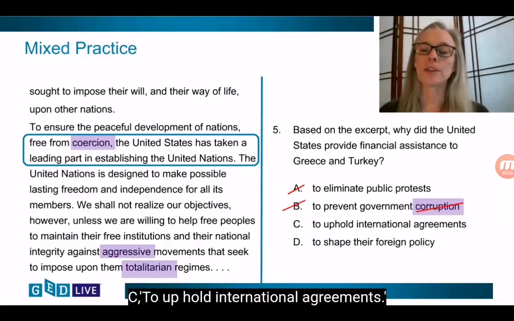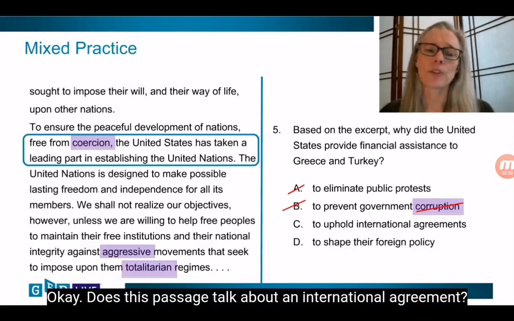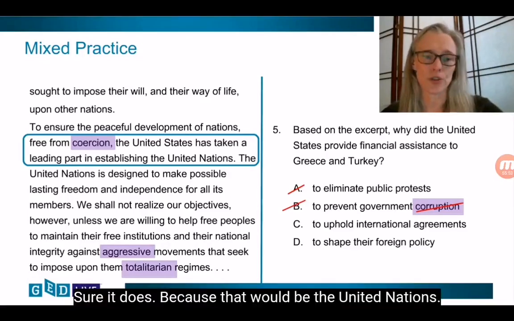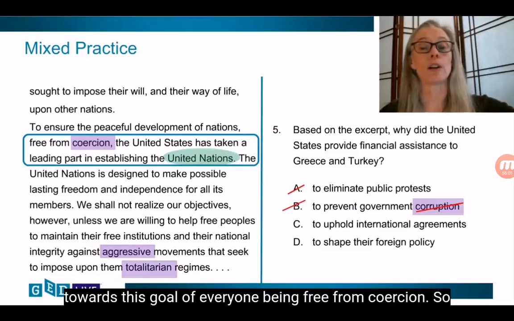C, to uphold international agreements. Okay, does this passage talk about an international agreement? Sure it does, because that would be the United Nations, right? A bunch of countries working together towards this goal of everyone being free from coercion.